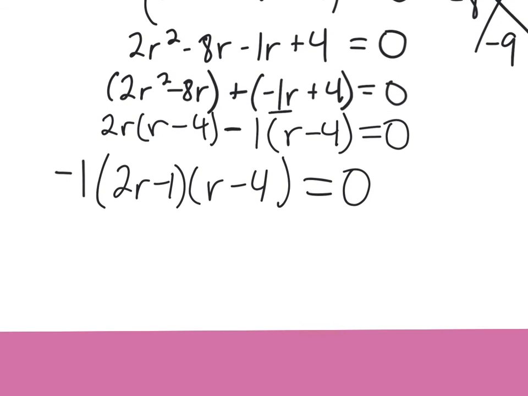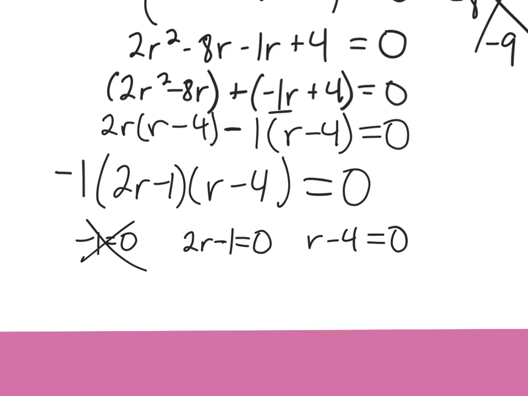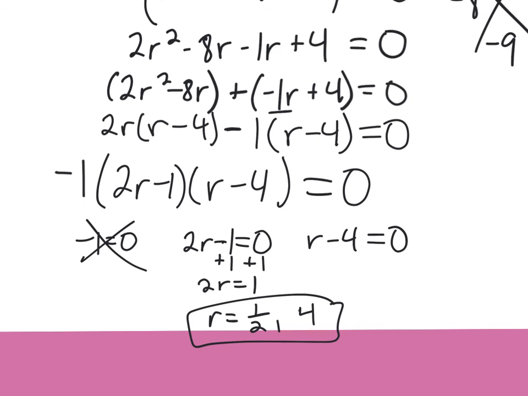I now have 3 factors, set them all equal to 0. Can -1 ever equal 0? Nope, so that's not an answer. Next equation, I need to do what? 2r minus 1 is 0. Plus the 1, and then divide by 2, so r is 1 half, okay, and then the next one, r is 4. Ashton, did you get the same thing? Yeah. You sure did. Okay.